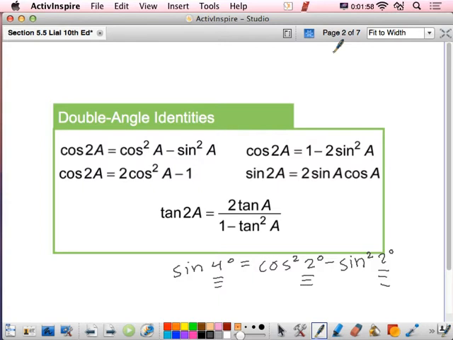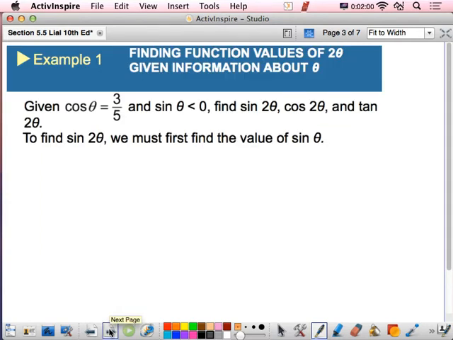Here we go. Example 1. If we know that cosine of theta equals 3/5 and that sine of theta is less than 0, we want to find the sine of 2 theta, the cosine of 2 theta, and the tangent of 2 theta.